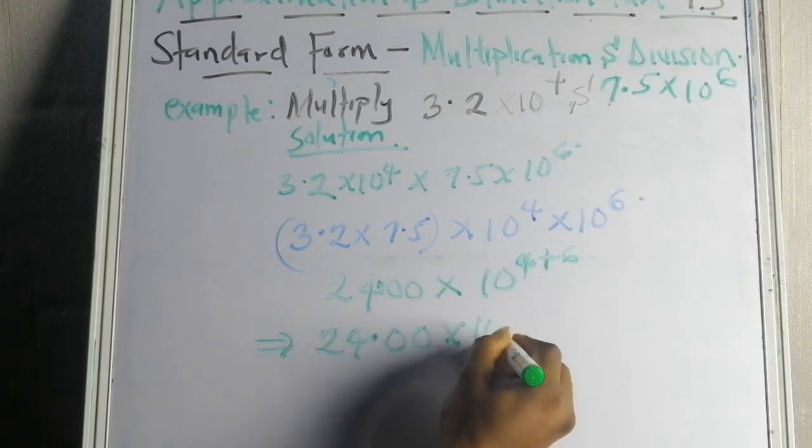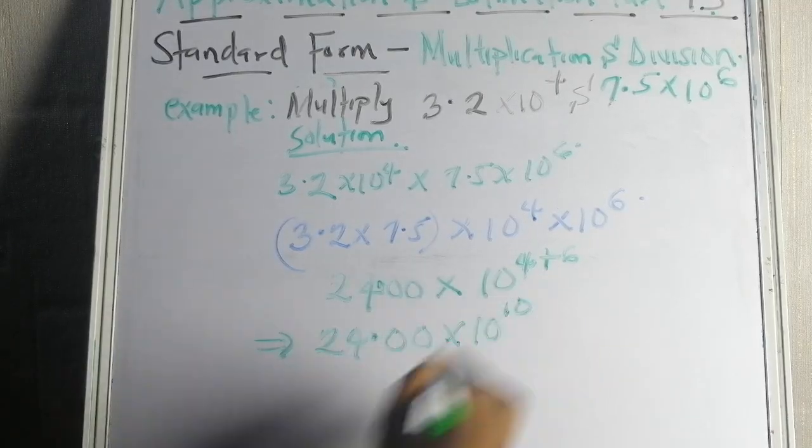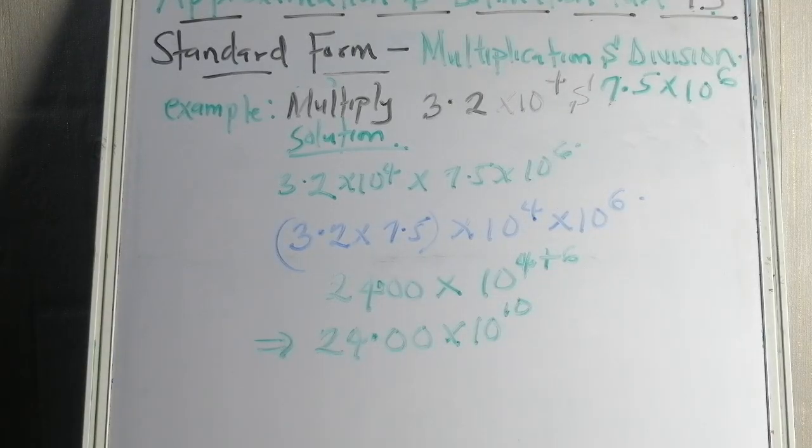24.00 times 10 raised to power 4 plus 6, that's what? 10. So that is the answer. Okay, so when you're doing your normal multiplication, you know you have 2 points.